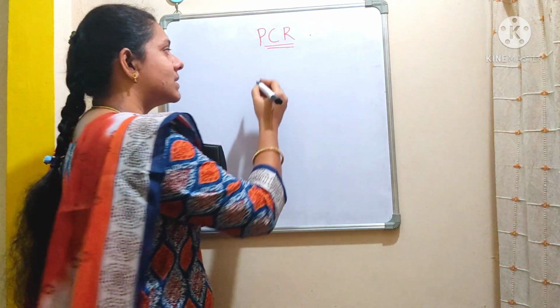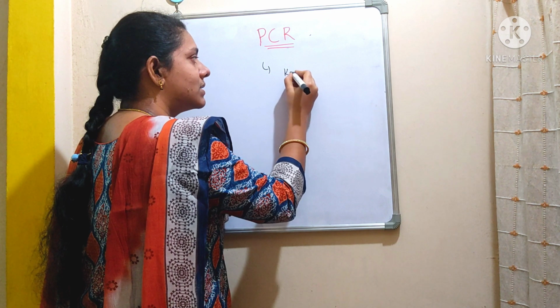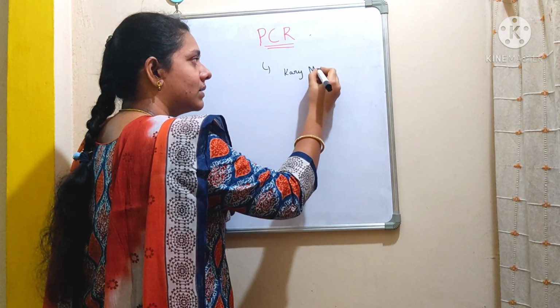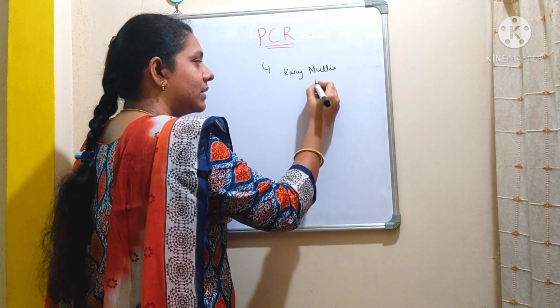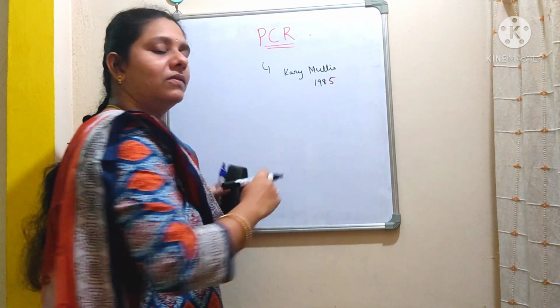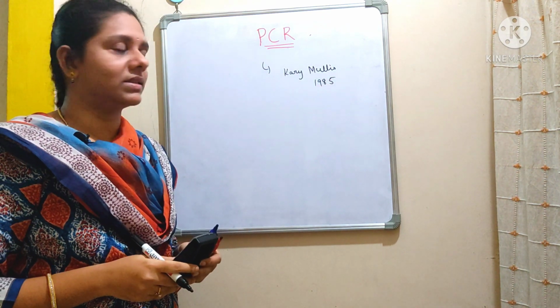This PCR was invented by Kary Mullis in the year 1985, and he was awarded the Nobel Prize.